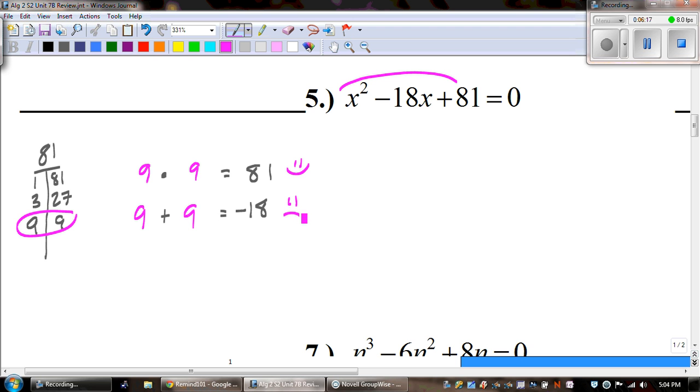That works for multiplying, but it doesn't add to negative 18. How do I turn that frowny face upside down? Well, I have to make both of those negative. But if I do it for the bottom, I have to make sure that I do it for the top, and it still works for the top. Now, since my leading coefficient is 1, I can do that shortcut where we break this up into x minus 9 and x minus 9.